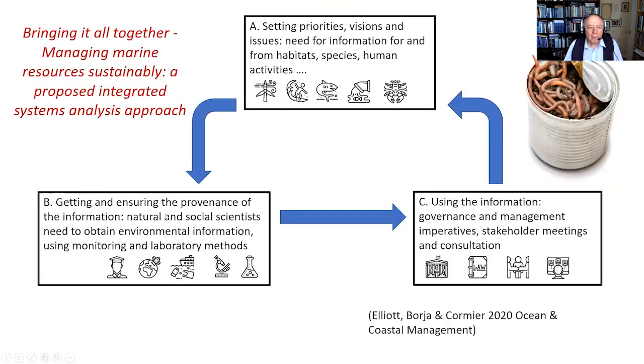And then bringing this all together, we end up with a systems analysis that says, let's start with the priorities and visions and issues of an area. What do we want an area to be like? B is getting the data and doing something with it. And then C is using information in governance and management.